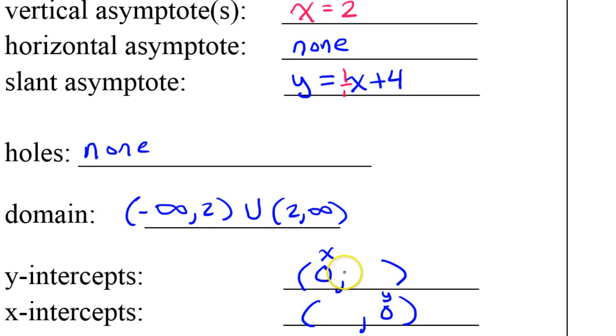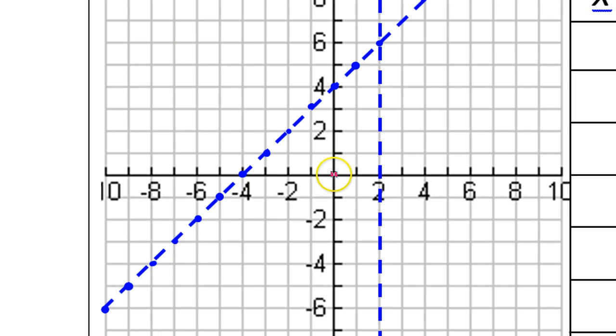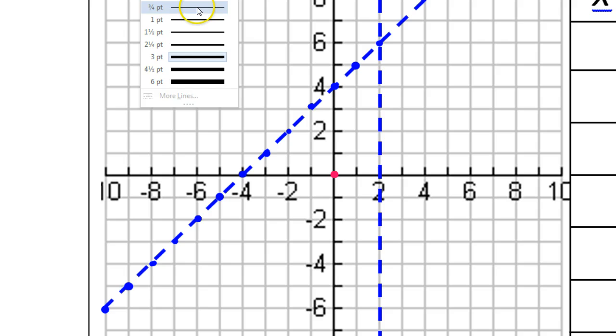Alright, so when x was 0, then y turned out to be 0. So that's my y-intercept: 0, comma 0. So I might as well graph that right now. There's my y-intercept. Now look, this point is on the y-axis, but it's also on the x-axis. That means this point is at least one of my x-intercepts. There might be another x-intercept, but this is going to show up again as an x-intercept. Okay, just trying to make those connections.